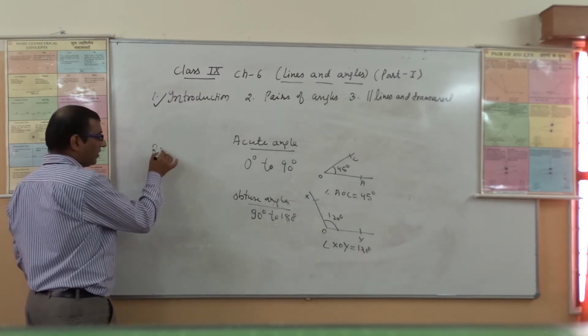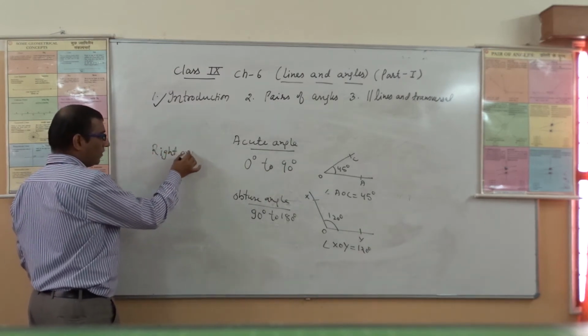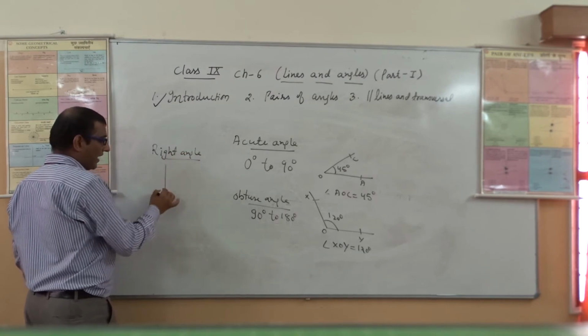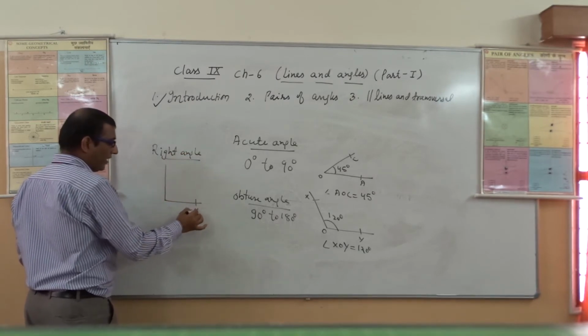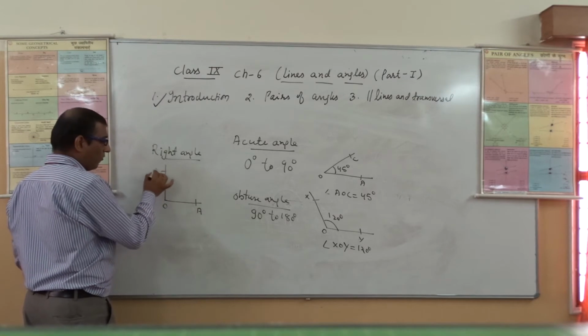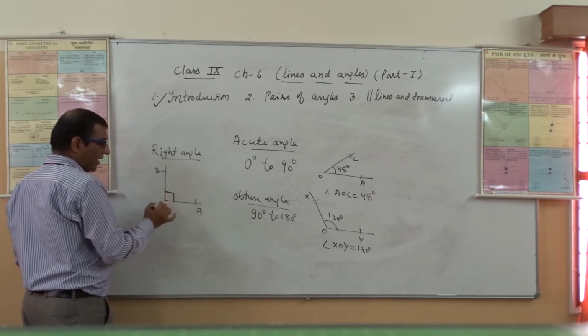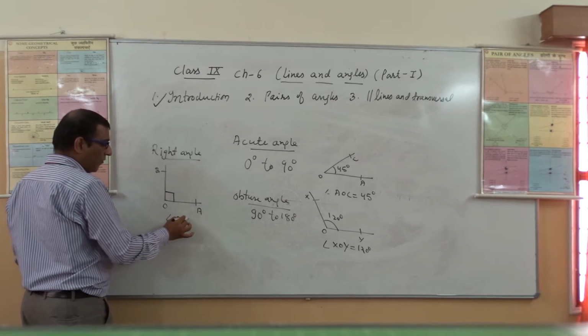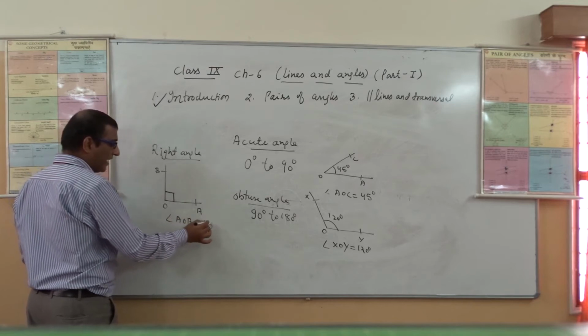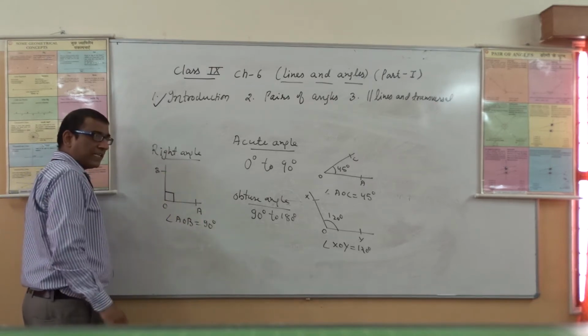Then we will come to right angle. Right angle means exactly 90 degree. If you see here, if we are taking angle AOB, this is the angle of 90 degree. That's why we can say angle AOB equals exactly 90 degree. This is our right angle.